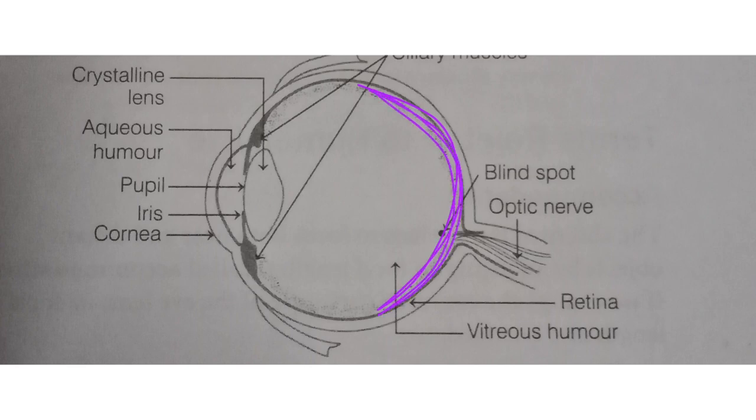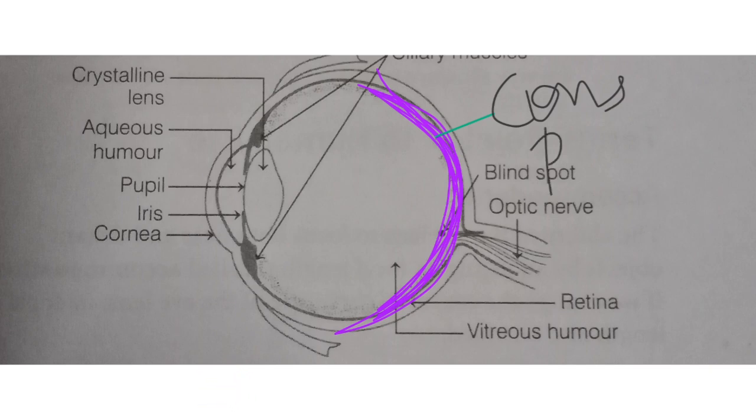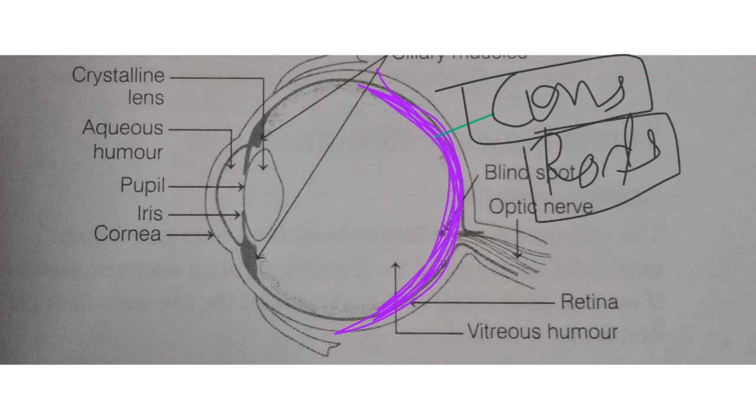Now retina is a sensitive membrane, or a delicate membrane, rich in photoreceptors. Now what is a photoreceptor? Basically, it is rich in light sensitive cells. What are light sensitive cells? Just like cones and rods. The main function of cone is to identify color, and the main function of rod is to sense the intensity of light, right?